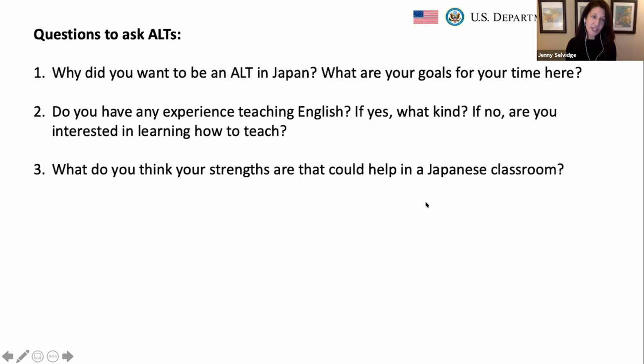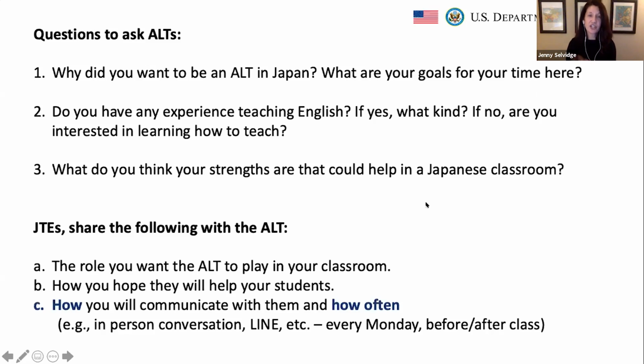And also JTEs, I think it would be helpful to share the following things with the ALT. The role you want them to play. And it depends on your class, right? If it's a freshman class, it's going to be very different than if it's a class of 12th graders, right? So you may want to be very specific about the role you want them to play.